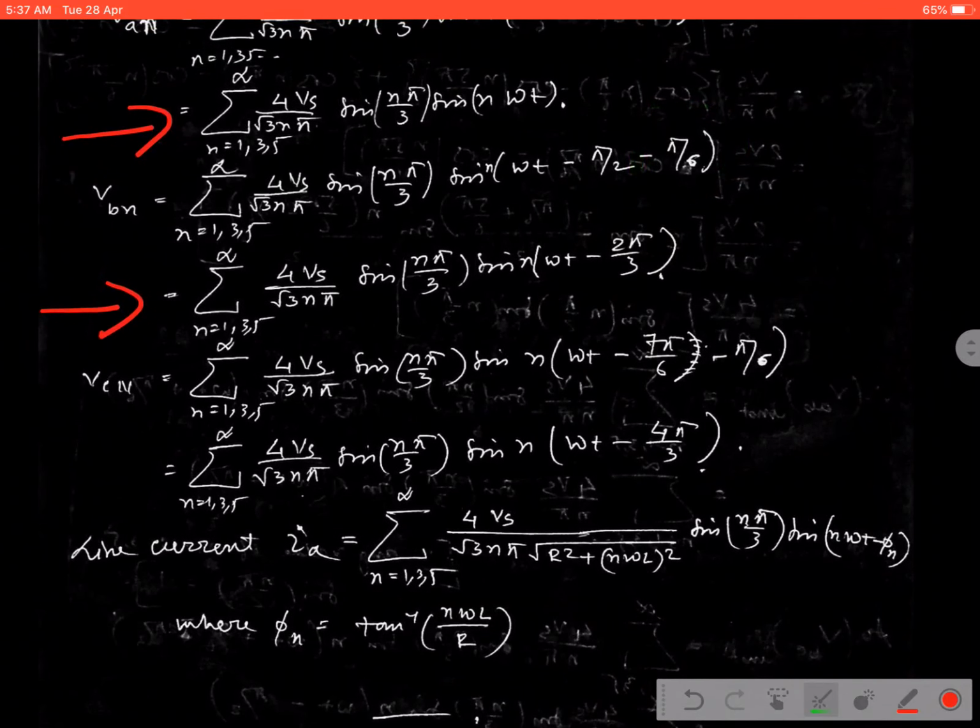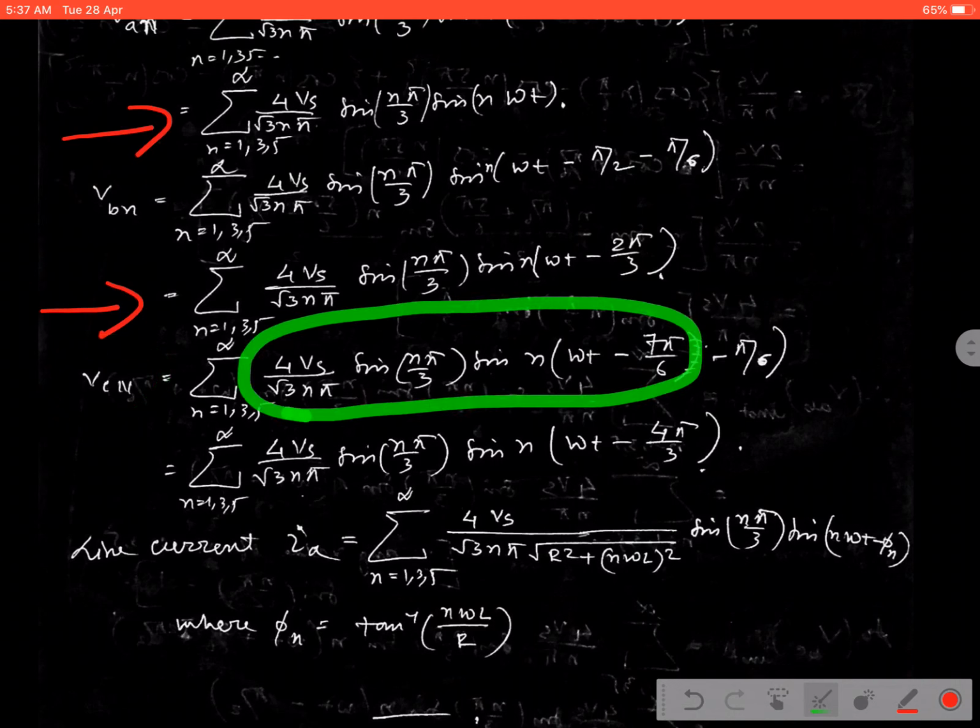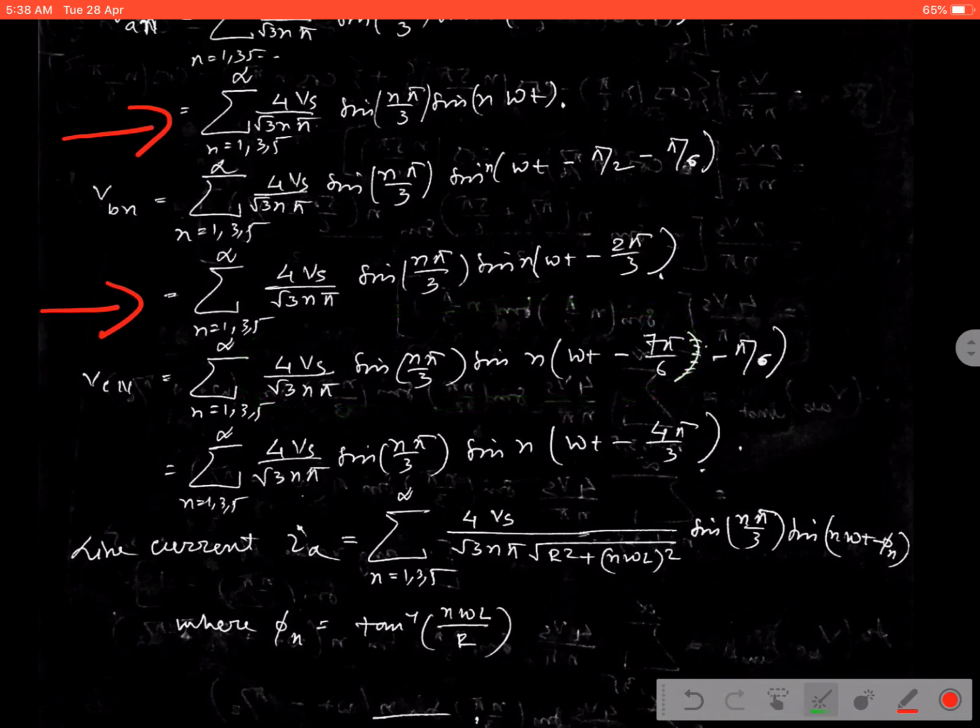Similarly, we can form the equation for VCN. So we take the expression for VCA, which we have calculated before. Then again, as we are going to determine the equation for the phase voltage, it is lagged behind by pi by 6 or 30 degrees. After calculating this part, again we will get this result. So this is the final expression for the phase voltage VCN.